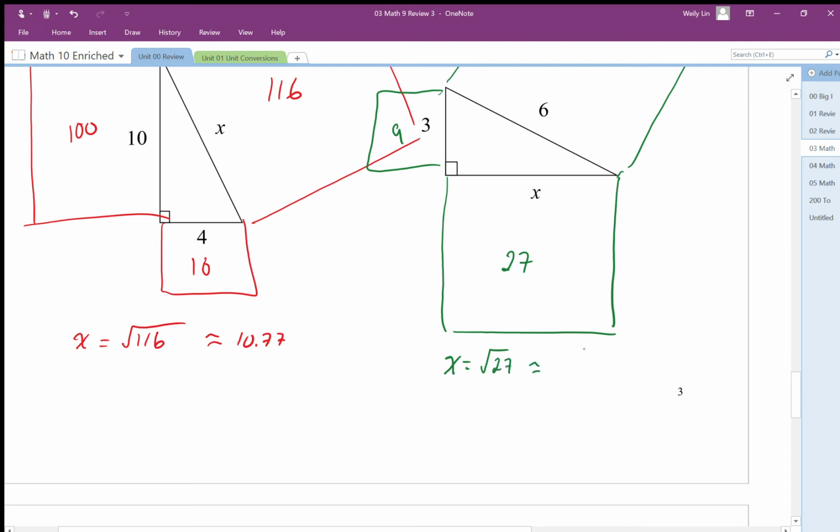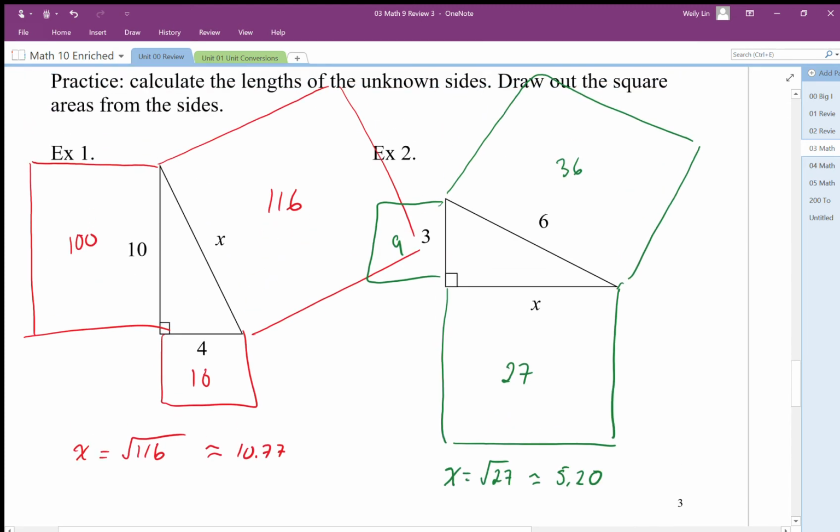And again, square root 27, we should leave it like that, but if we want to know the decimal value, the measurement value, we can square root that and we get approximately 5.20. Okay, so again, the relationship is about the squares off the sides. It always adds to the biggest square. Okay, so if we want to find one of the smaller squares, we have to subtract.